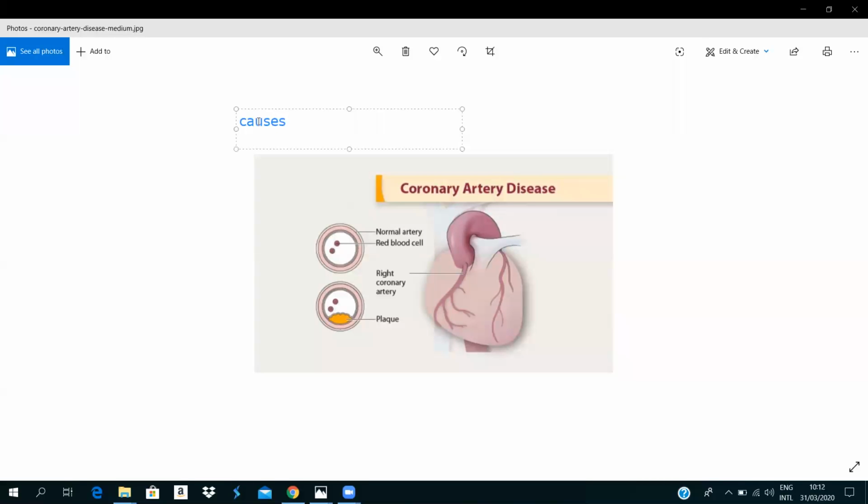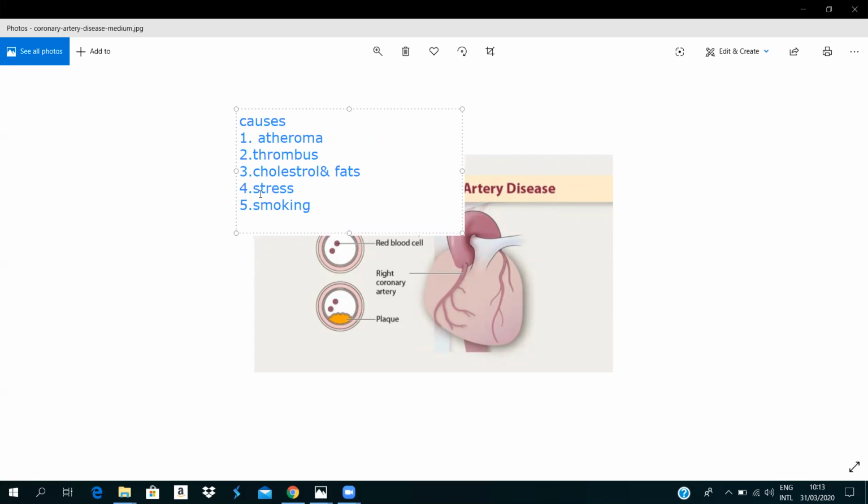I will write it for you. Number one, edema. Number two, thrombus. Number three, cholesterol. Number four, animal fats, the cholesterol and fat. Number four, stress. Number five, smoking. Number six, genetic predisposition.